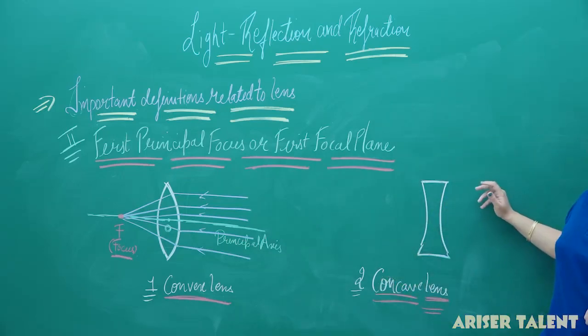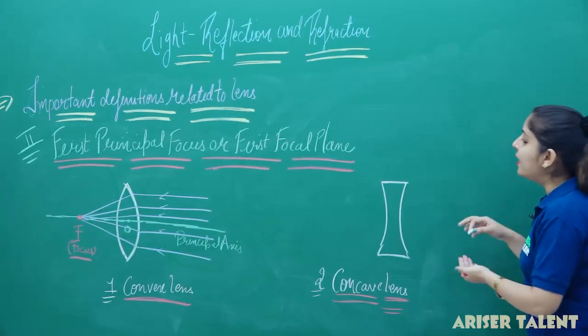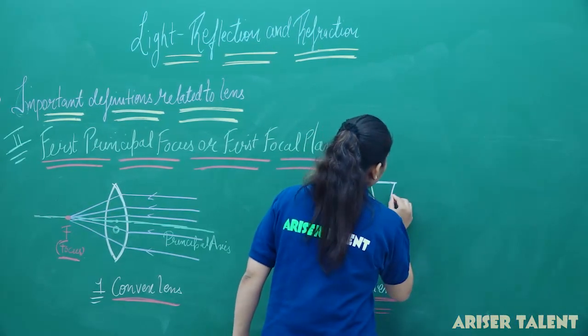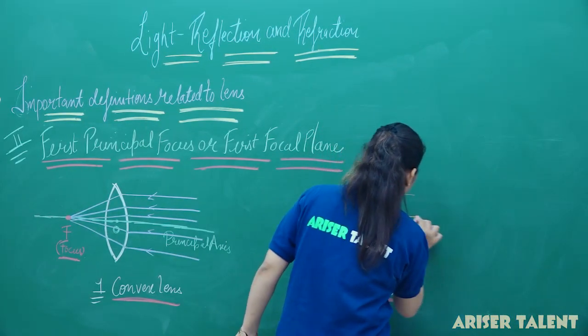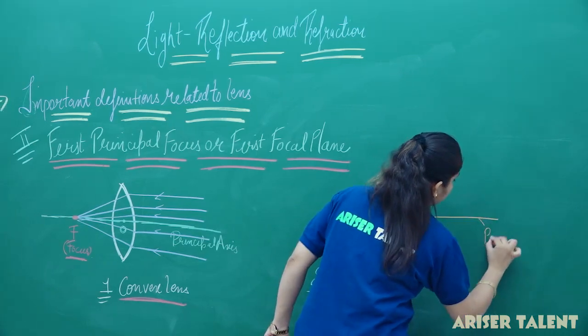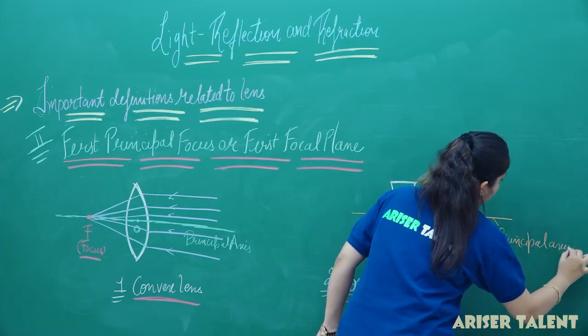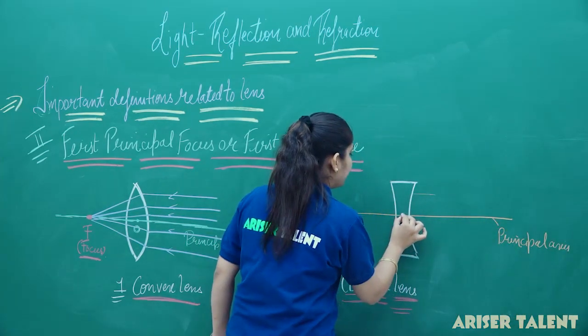So this is our concave lens. When the light ray is incident on this concave lens, what will happen? This is our principal axis. And this is what? This is our optical center.